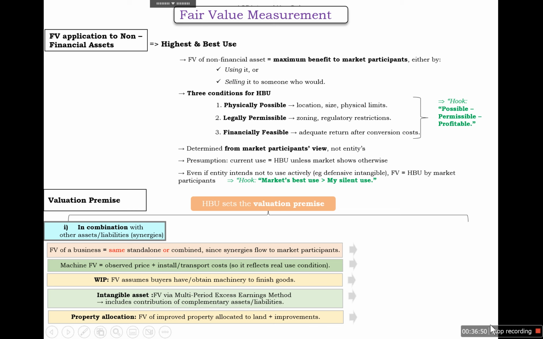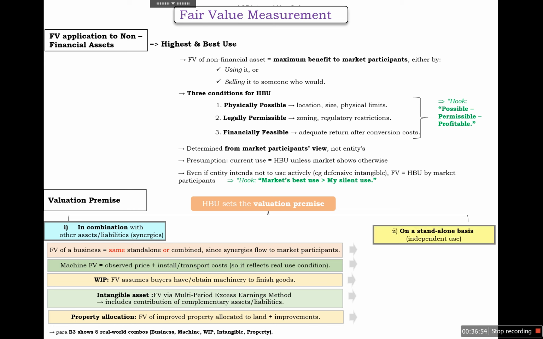The second technique is on a standalone basis, that is, independent use of an asset or liability. Fair value is the price to sell to a buyer who would use the asset individually. For example, if we have vacant land, that land will be evaluated on its own, separately.